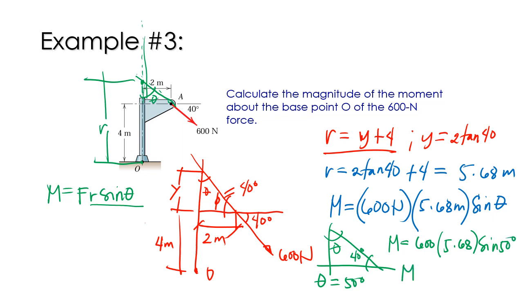So the value of the moment M of 600 Newton about a point O is equal to 600 times 5.68 times sine of 50, so equals 2,610 Newton meter. So this is the moment M.